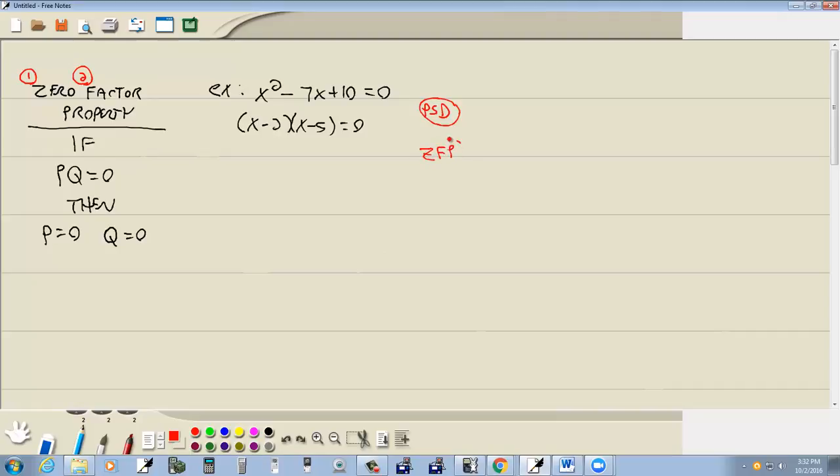Now what the zero factor property says, if you get 0 on one side, you factor the other side, you set each factor equal to 0. So I'll set x minus 2 equal to 0, and I'll set x minus 5 equal to 0, which gives us x equals 2 and x is equal to 5. And those would be our two answers.